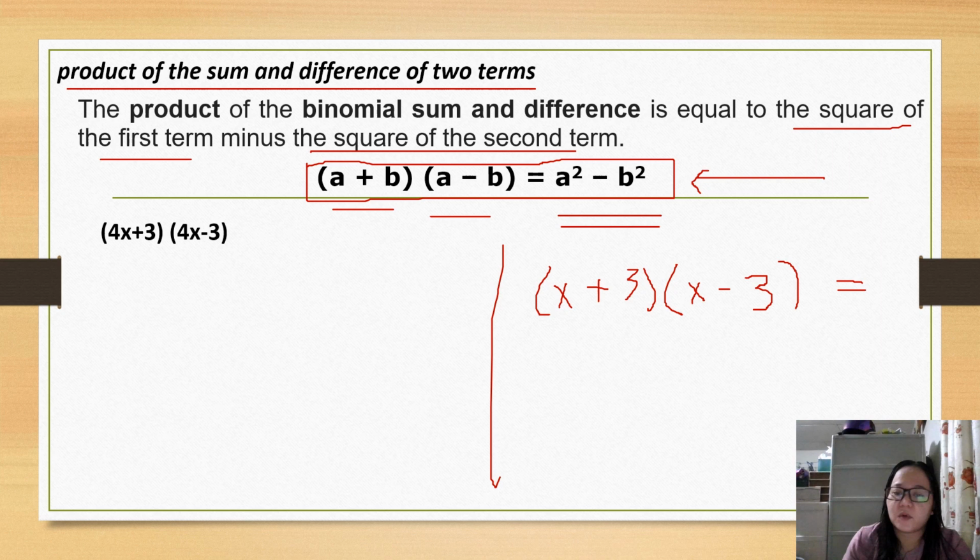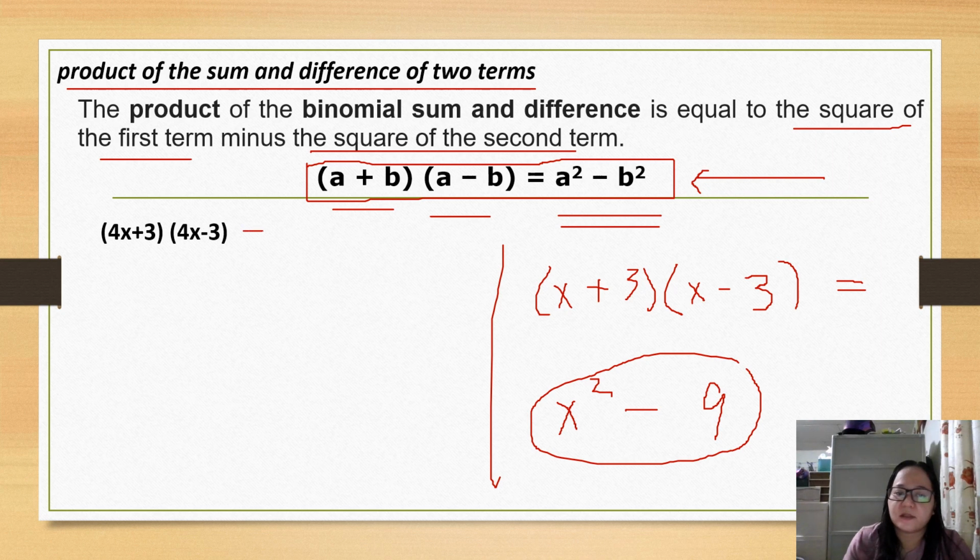It is simply equal to the square of the first term, x squared, minus the square of the second term. What is the square of 3? The square of 3 is 9. Therefore, the product is x squared minus 9.